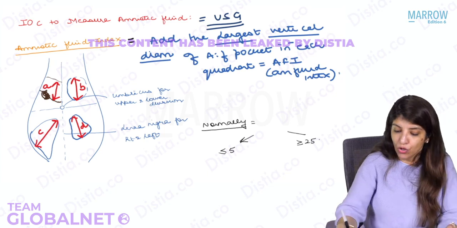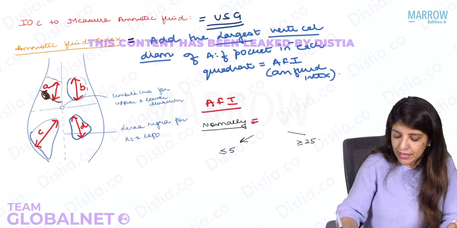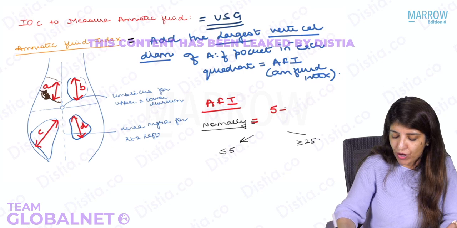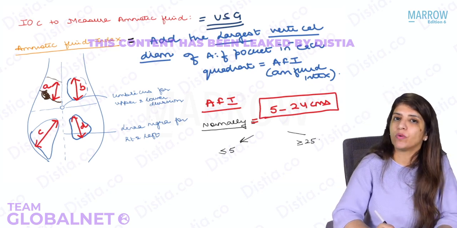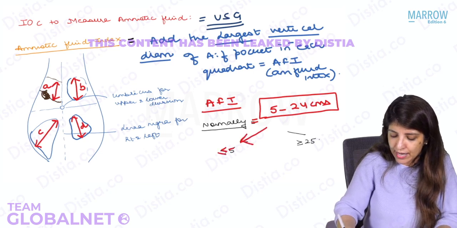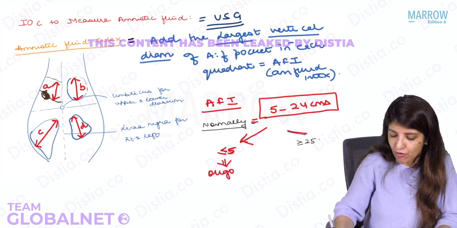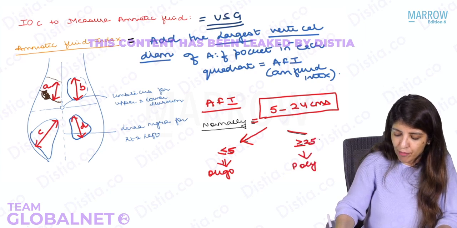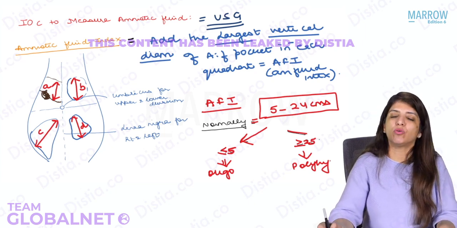Right? Now, normally AFI level is between 5 to 24 centimeters. This is normal. So the normal AFI is 5 to 24 centimeters. If AFI levels are less than or equal to 5, that is called oligohydramnios. If AFI is more than or equal to 25, it is polyhydramnios. Less than or equal to 5, oligo. More than or equal to 25, poly.